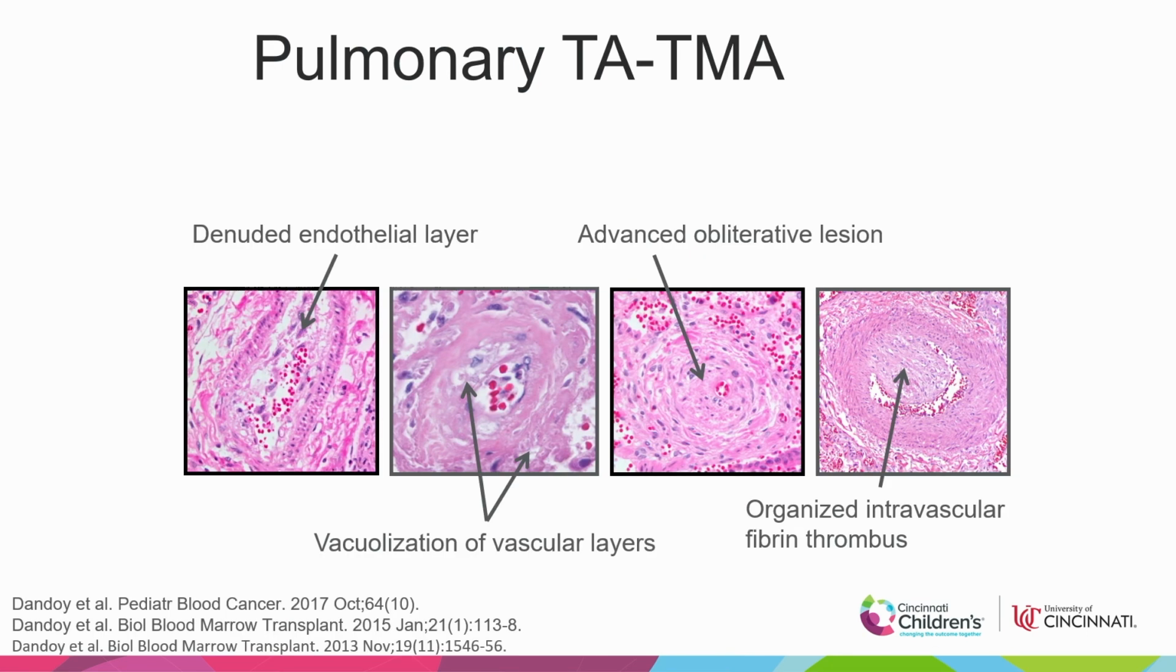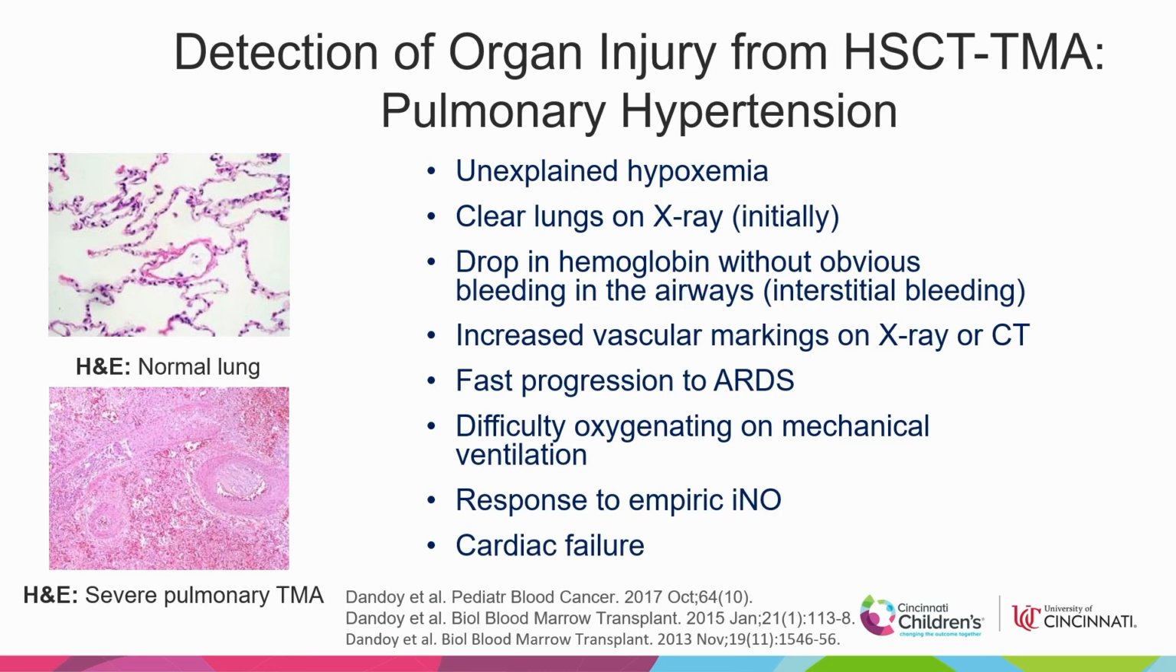Going back to pulmonary TMA, this has been called a number of things, pulmonary VOD, pulmonary interstitial nephritis, and you can still get idiopathic pneumonitis syndrome. That's a whole other thing, but pulmonary TMA really drives pulmonary hypertension. And we found this starts as early in patients with TMA as day 7 post-transplant. So if you have a patient with unexplained hypoxemia, clear lungs on x-ray, they don't have big masses or anything, drop in hemoglobin, fast progression to ARDS, they respond to nitric oxide, then you really need to think of pulmonary hypertension secondary to TMA.